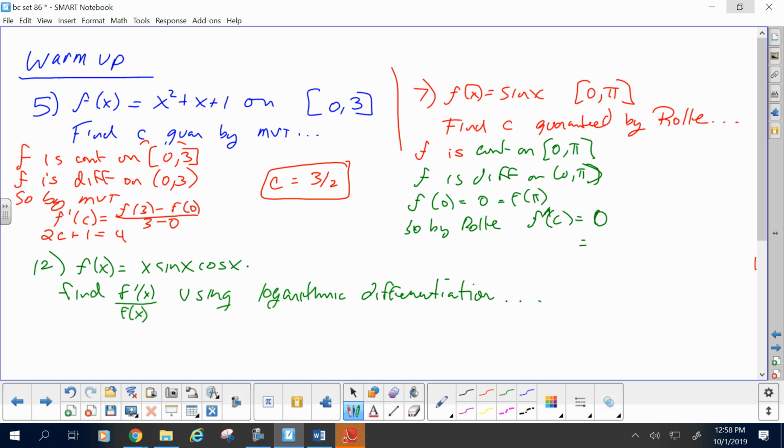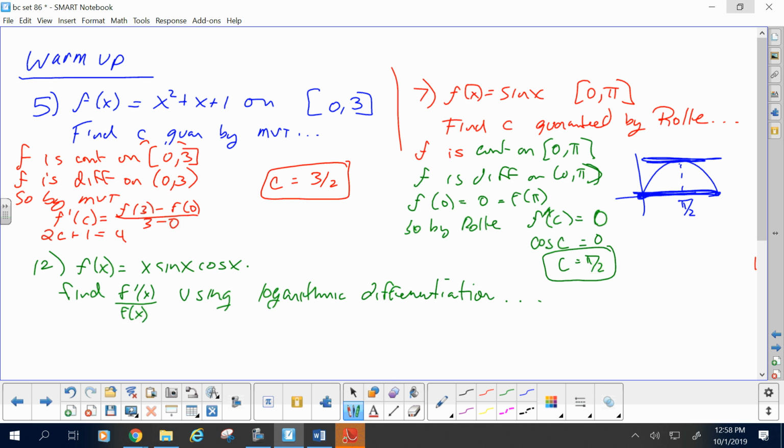You could definitely go f at pi minus f at 0 over pi minus 0. What is f at pi? Or f prime at C, not f at pi. F prime at C, cosine of C, and cosine of C is 0 at pi over 2. All right. Does that make sense graphically? Cosine looks like this, yeah? The average slope between the two is 0, and there's a place in the middle where the slope is also 0, and that's pi over 2.